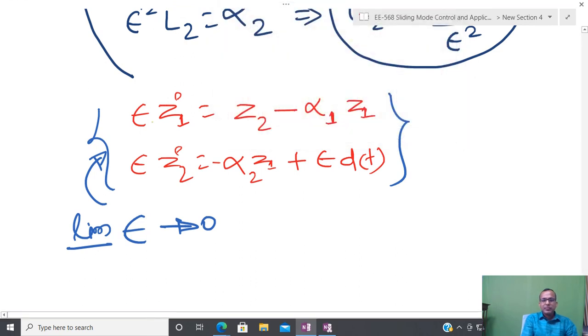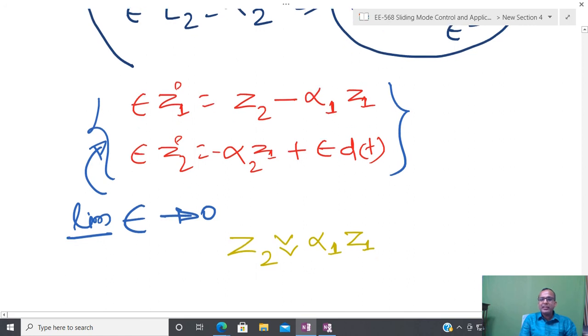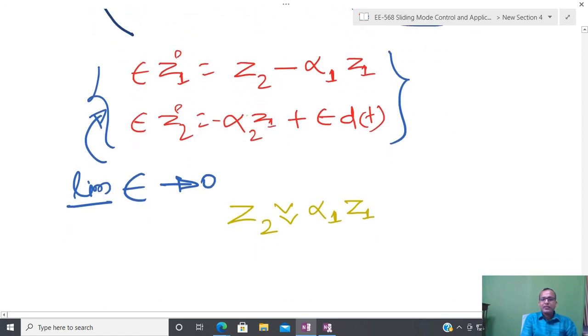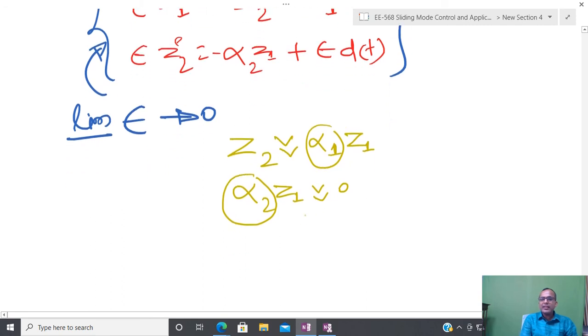Z1 and Z2 tend to 0. Because this is tending towards 0, it means that I have just Z2 approximately equal to alpha 1 Z1. I have to write approximately, because otherwise it is not mathematically consistent. And after that, from the second equation, what can you conclude? Alpha 2 Z1 is equal to 0, and these two are finite numbers. You can see these two are finite numbers I have selected. So what does the second algebraic equation imply?